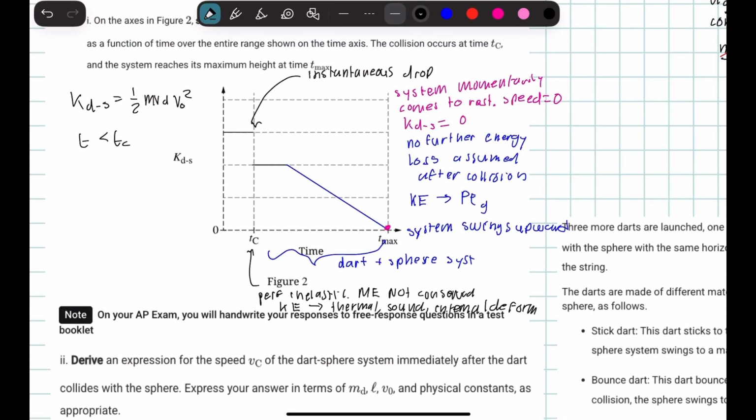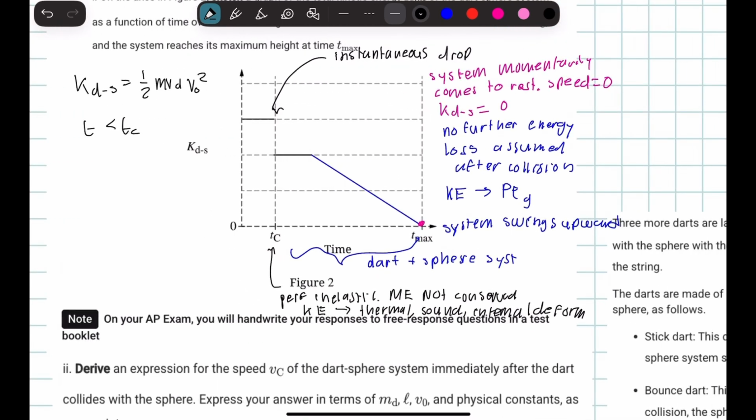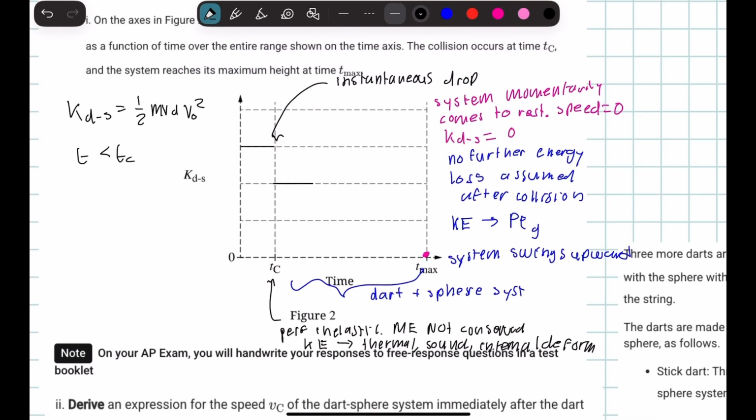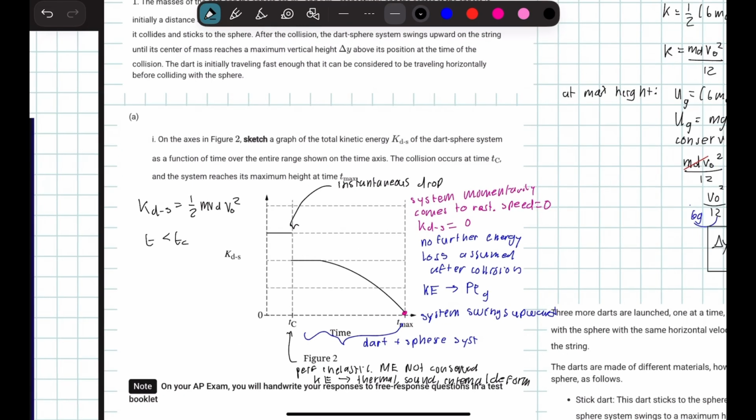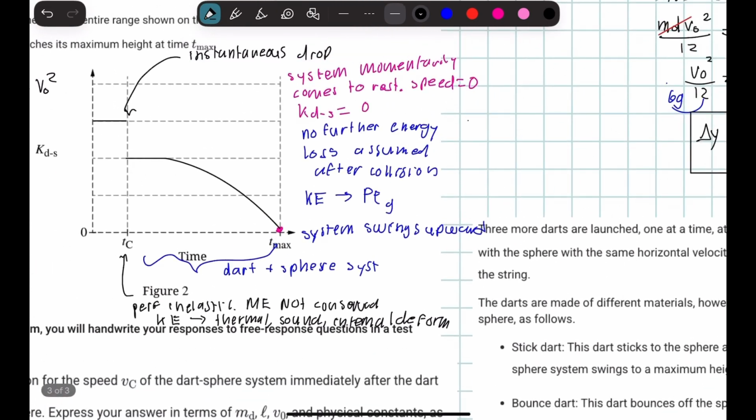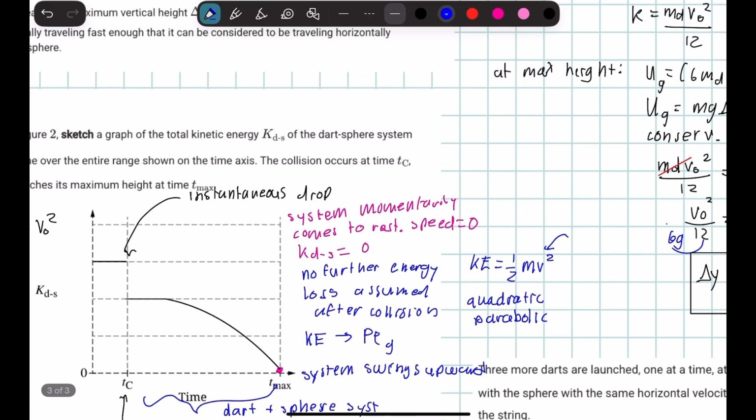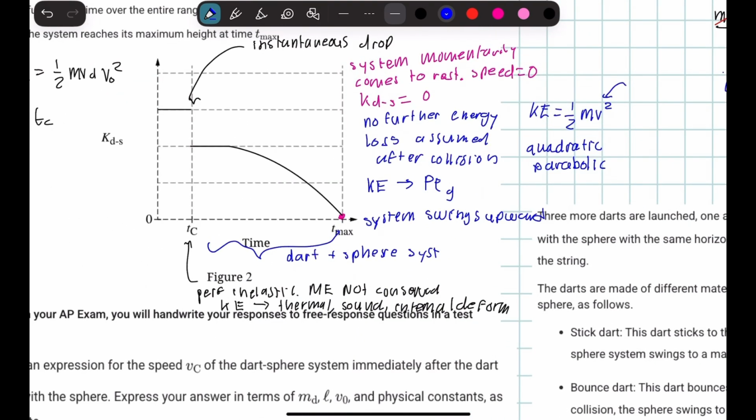And chat, I realized I made a mistake. This is curved, because kinetic energy is equal to 1/2 mv squared. Oh my gosh, this is squared, so that means it's quadratic and it's parabolic. That makes sense because it's being curved, it's quadratic. So that means it's not linear.